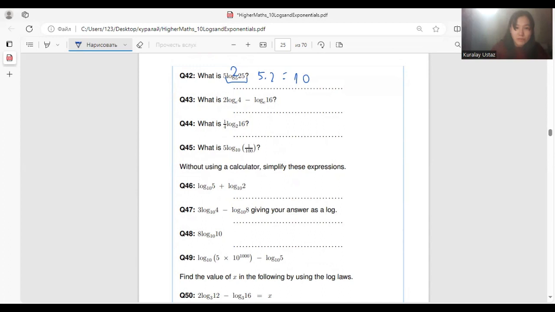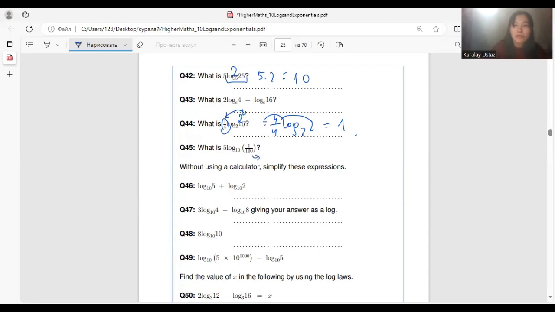Next question, this one. What does it mean? That means we can write like that, yeah? So 16 is 2 to the power 4, yeah? So 4 goes before the logarithm. So this one is 4 to 4. This one equals 1, this one equals 1, so the answer is 1.